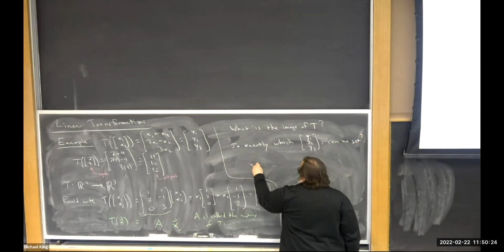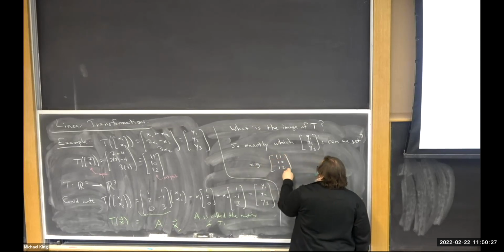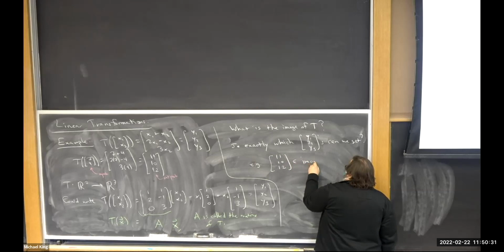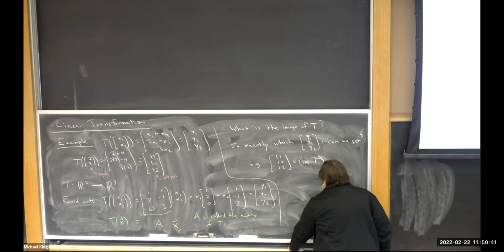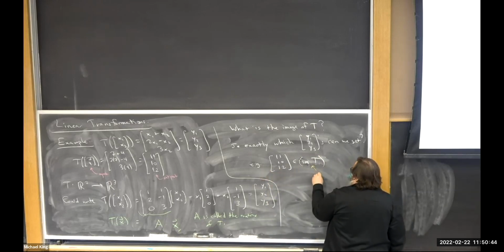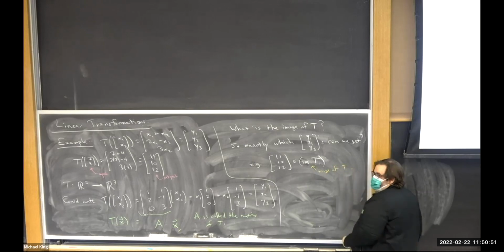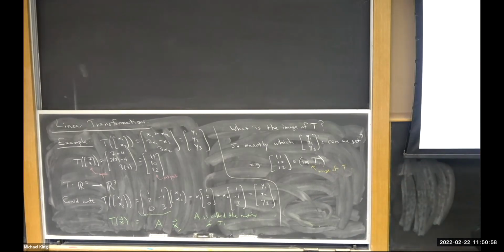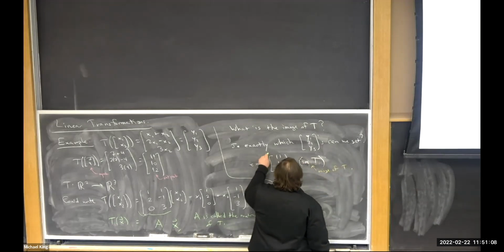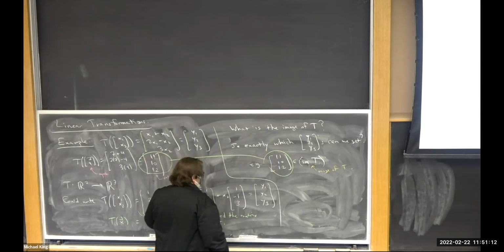For example, 11, 10, 12 is in the image of T. Sometimes people write Im T for the image of T. 11, 10, 12 is in the image because we saw that as an output. You see what I'm saying? It's in the image because we can actually get it explicitly as an output. There's an input that gives it as an output.